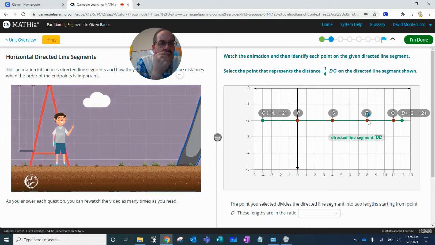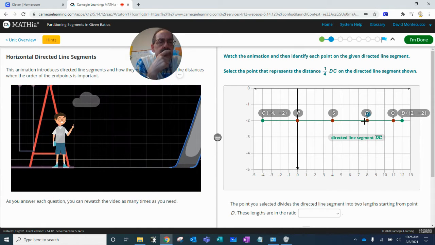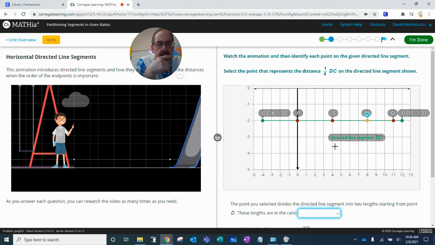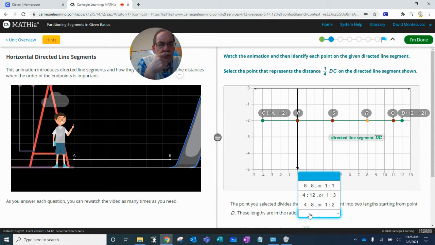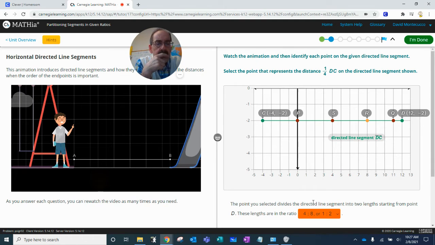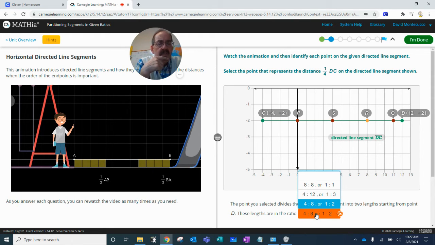Point, these segments are in the ratio 4, 8, 12. Okay, so they're going to measure. These lengths are in the ratio.